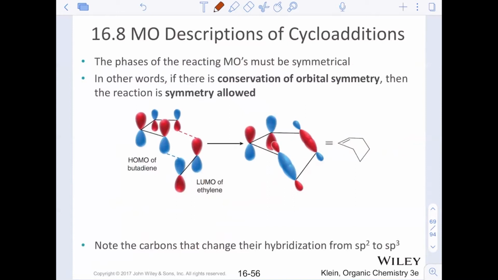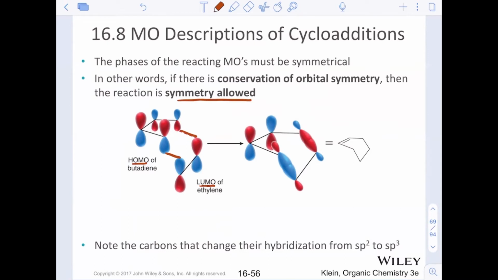So the phases of the reacting MOs must be symmetrical, right? So if there is a conservation of orbital symmetry, then the symmetry is allowed, the reaction is allowed, okay? So looking at the HOMO of butadiene and the LUMO of ethylene, we see that the blue matches with the blue and the red matches with the red, and that's what we want to see. And the carbons are changing their hybridization from sp2 to sp3, all right? So this is symmetry allowed when we took the HOMO of one and the LUMO of the other.